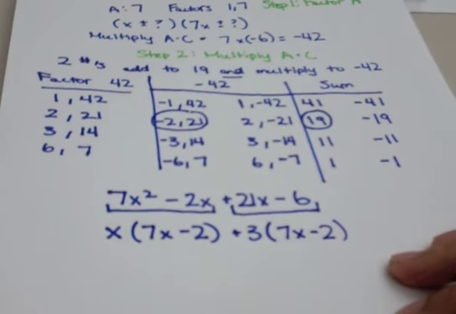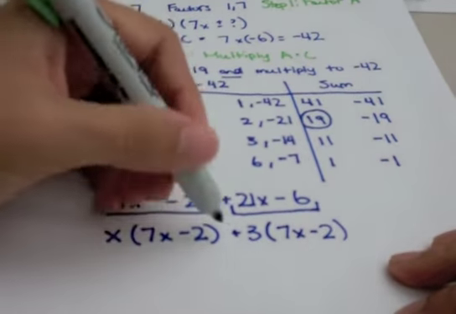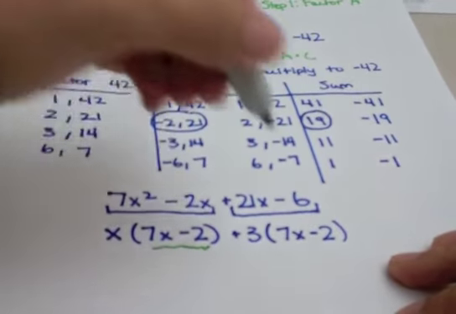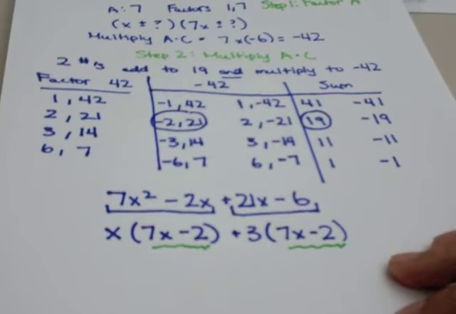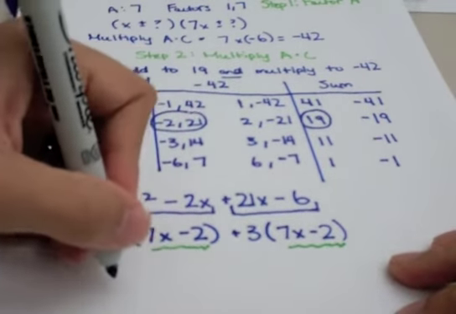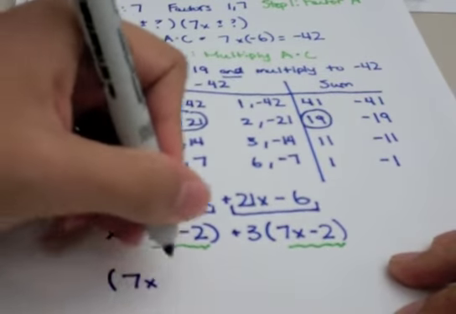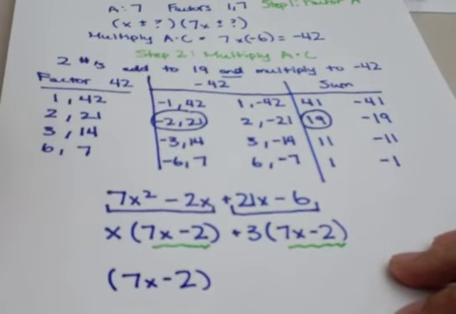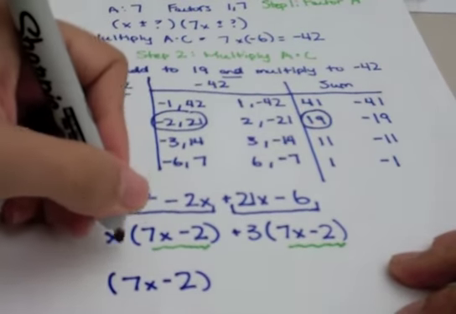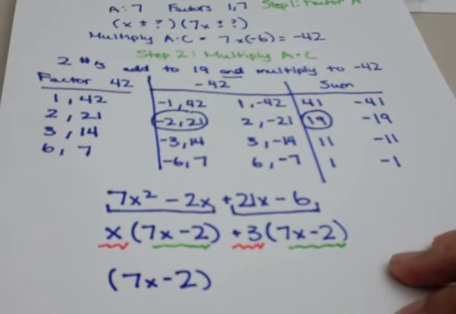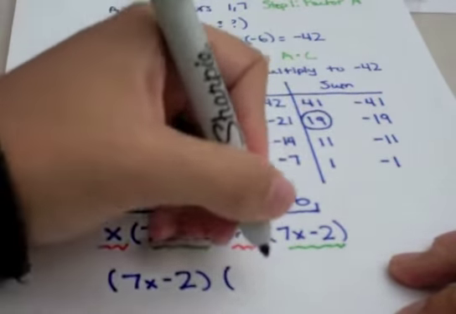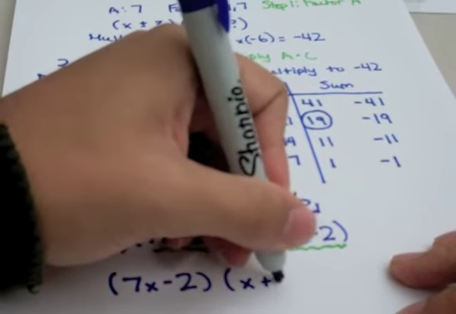So here I see that we have 7x minus 2 here and 7x minus 2 here. So we can just factor that out again. So our first value here will be 7x minus 2. And what we have left over is going to be our x term here plus 3. So factored out, this binomial is going to be x plus 3.